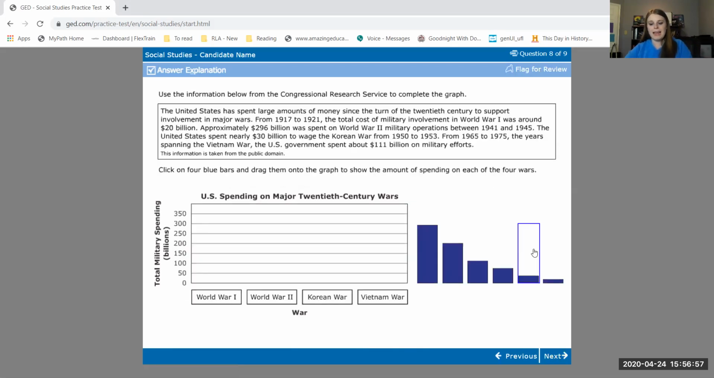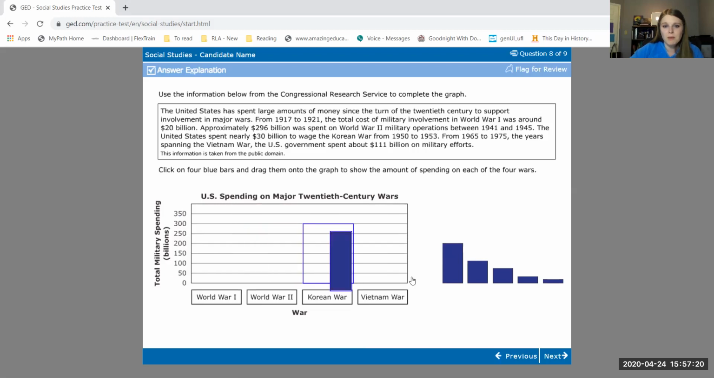All right, let's take a look at number 8. Now, number 8's a little different here. I look at the directions first. It says click on the 4 blue bars and drag them onto the graph to show the amount of spending on each of the 4 wars, which I see the wars, World War I, World War II, Korean War, Vietnam War. So this is a very different style of question. We have to take these bars and put them in the right place. So let's read the paragraph to figure out where these go.